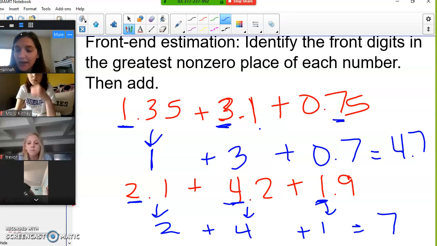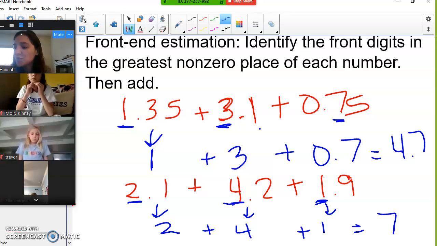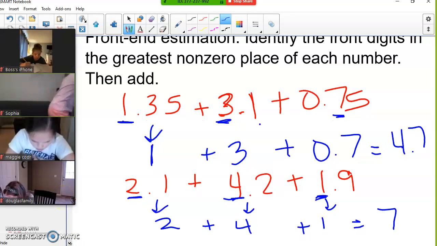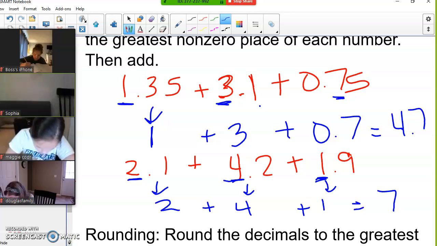All right. So that is the front-end estimation strategy. If you could try number 2. Try number 2. And I'll be doing it on the board too. So if you get stuck, you can look at number 2. Try number 2 in the guided practice section.